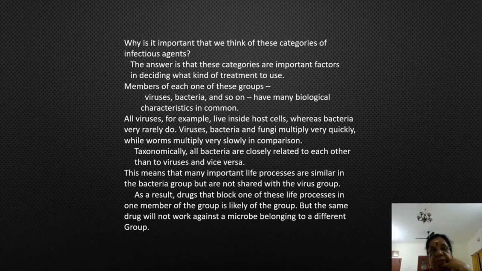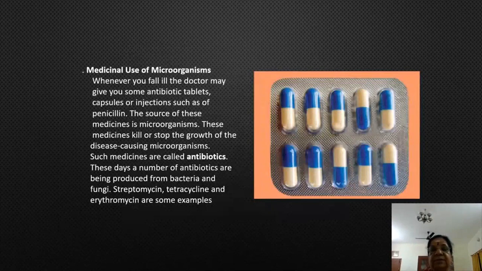I hope you are following this. So, members of virus, bacteria have many biological characters in common. அதான் இப்ப சொல்லியாச்சு. Virus, bacteria and fungi will multiply fast, ஆனா worms வந்து will not multiply fast. அந்த மாதிரி சில differences and common characters are there. சரியா? So, viruses வந்து antibiotics இருக்காது.